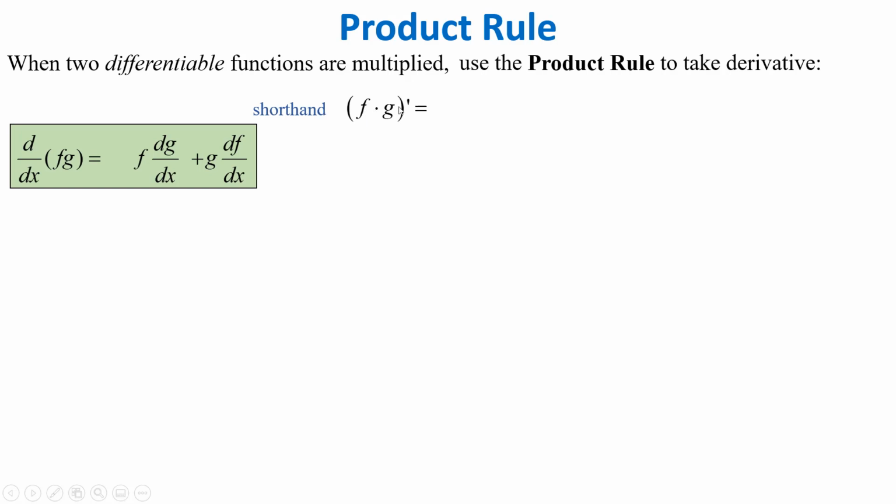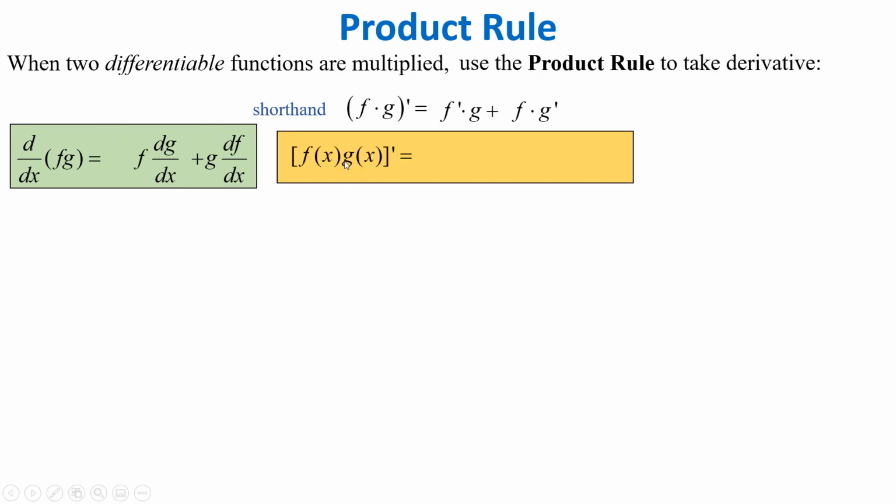So f times g prime, and for the memory trick, I'm going to just switch these terms around. So df dx becomes f prime, so this becomes f prime times g, and then this becomes f times g prime. So it kind of flows. It's f prime g plus f g prime. That's what you'll memorize. I'm going to write these up formally in both notations with respect to x, a little more formal from what's here. f of x times g of x, prime, is equal to f prime of x times g of x plus f of x times g prime of x.